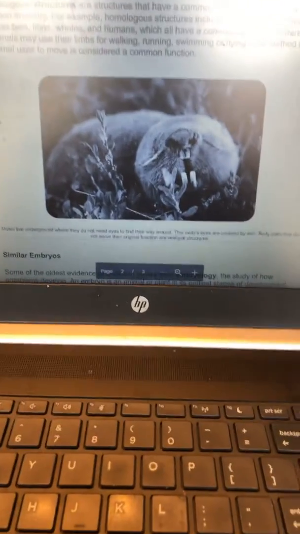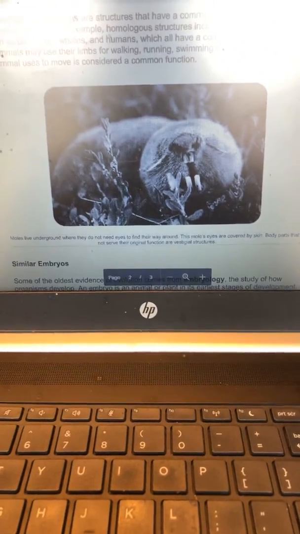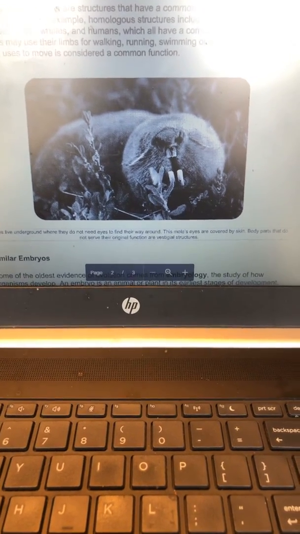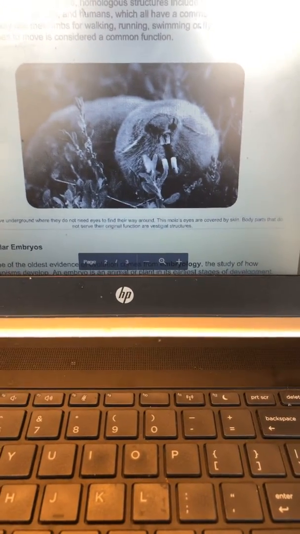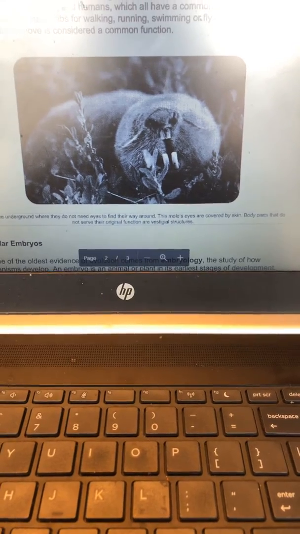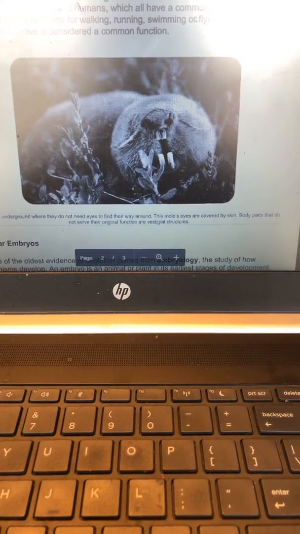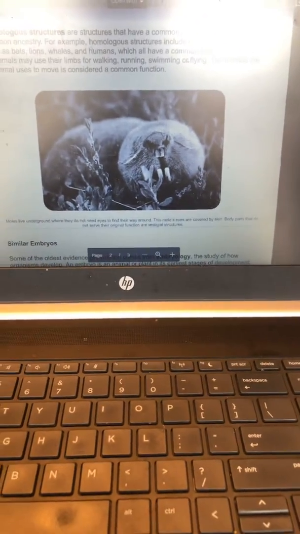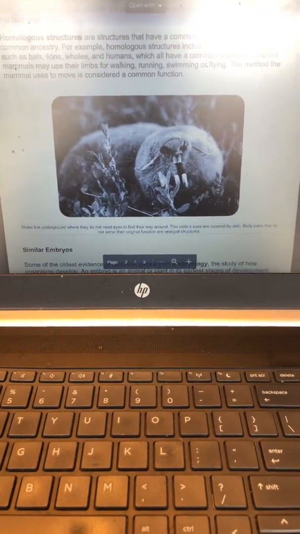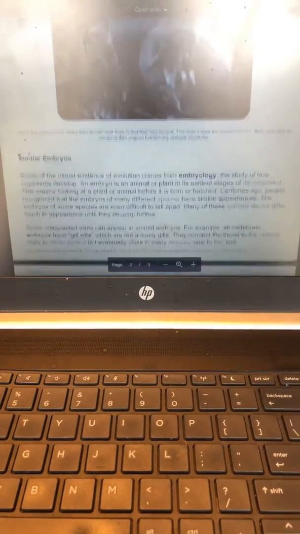So here we have a picture of a mole. It said moles live underground where they do not need eyes to find their way around. This mole's eyes are covered by skin. Body parts that do not serve their original function are vestigial structures. So the same with the fish, the one that we read yesterday.